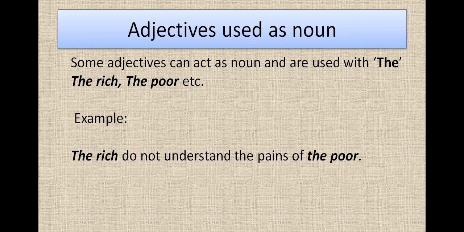Some adjectives are used as noun and they are used with the, like the rich, the poor, etc. For example, the rich do not understand the pains of the poor. Here, the rich stands for a section of the society that is affluent, and the poor stands for that section of society that is deprived.